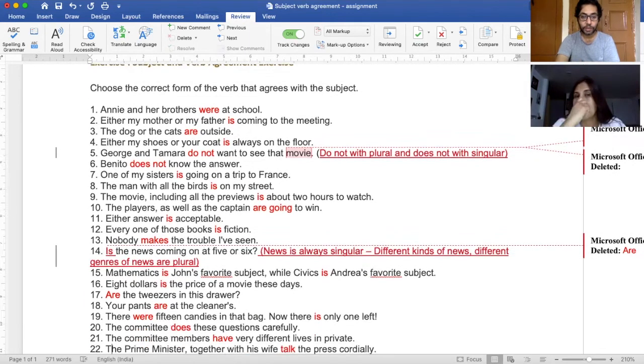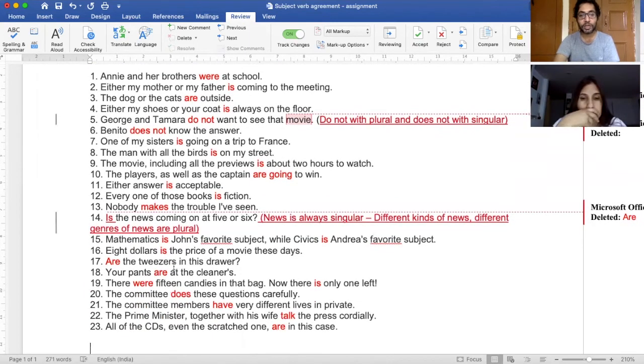Yeah. Mathematics is John's favorite subject. Civics is Andrea's favorite subject. Okay. Is the price? Are the tweezers? Your pants are. There were 15 candies. Now there is one. The committee does these questions. Committee does or committee watches? Checks. No? Okay. The committee checks. The committee members have very different.